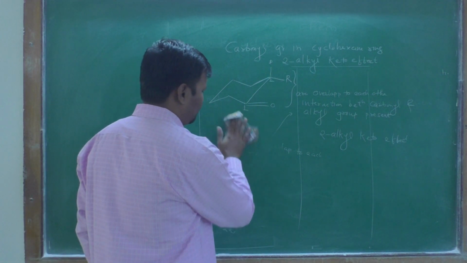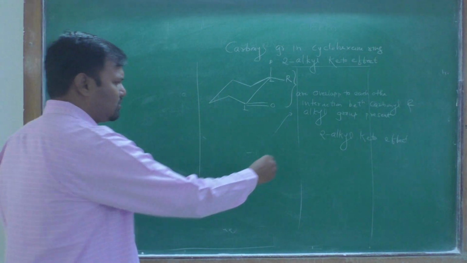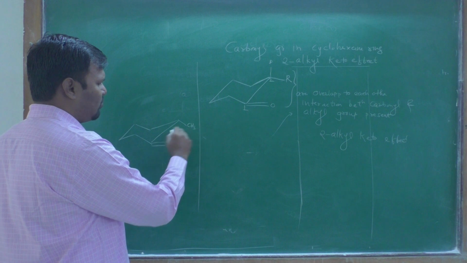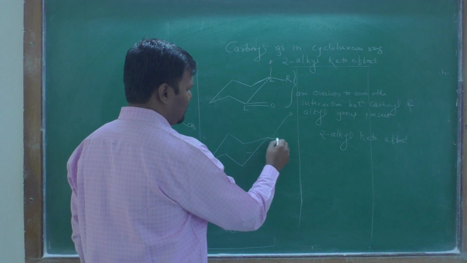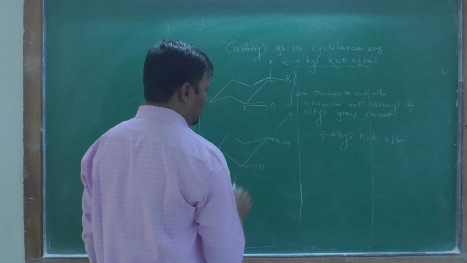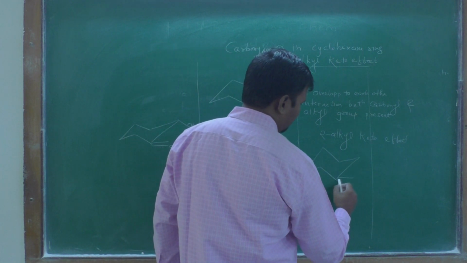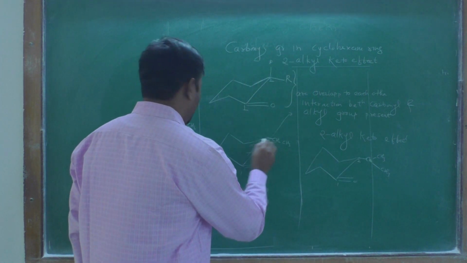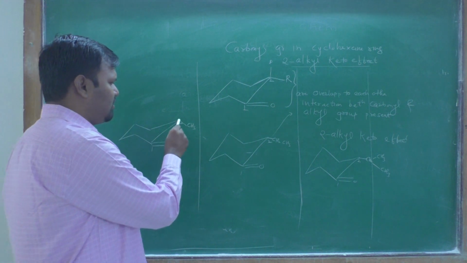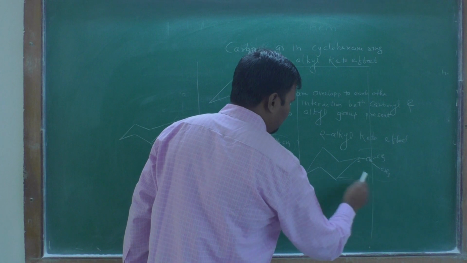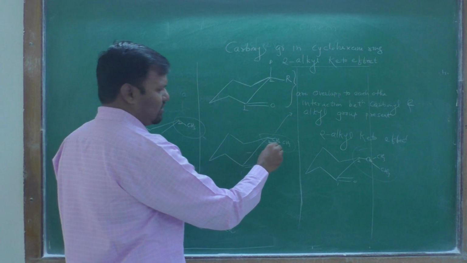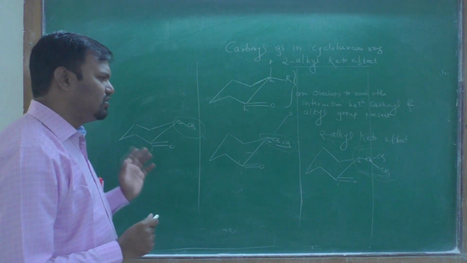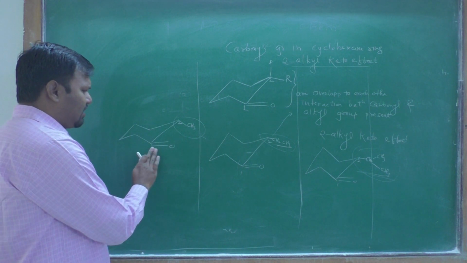Okay, now we have three molecules for the study of the 2-alkyl ketone effect. The first has CH3 at the equatorial position. The second has CH2CH3, that is an ethyl group, at the equatorial position. The third has an isopropyl group at the equatorial position, at the 2 position. So the bulk increases at the equatorial position, and some energy is produced.